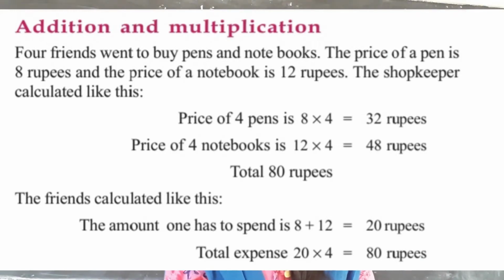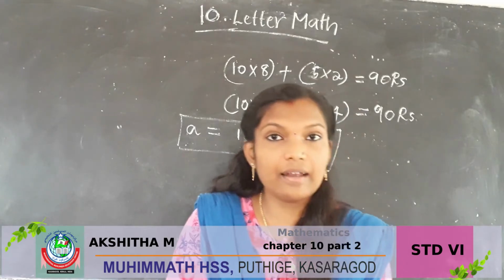Look at the next one. The amount one has to spend: 8 plus 12 is equal to 20 rupees. For one friend, 8 plus 12, 20 rupees. Total expense, 4 times: 20 into 4 is equal to 80 rupees. You can see here two methods, but they got the same answer. Let us see another problem.